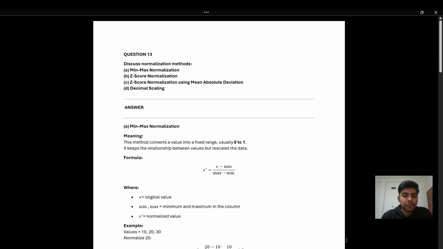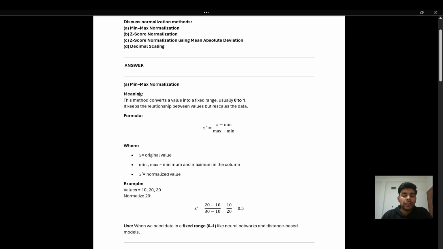Hello everyone, let's discuss question number 13 of test 1. So the question says, discuss normalization methods. First is min-max normalization, second is z-score normalization, and third is z-score normalization using mean absolute deviation. And fourth one is decimal scaling. So let's discuss them one by one.